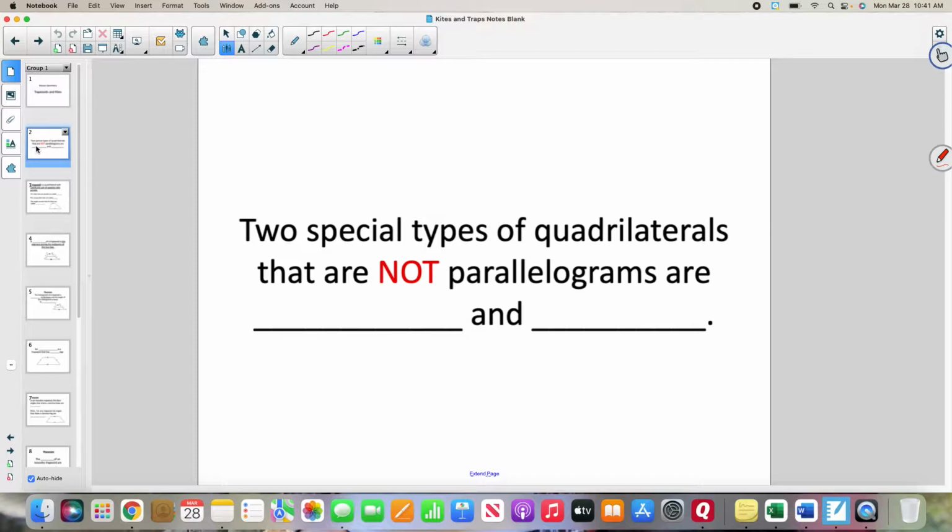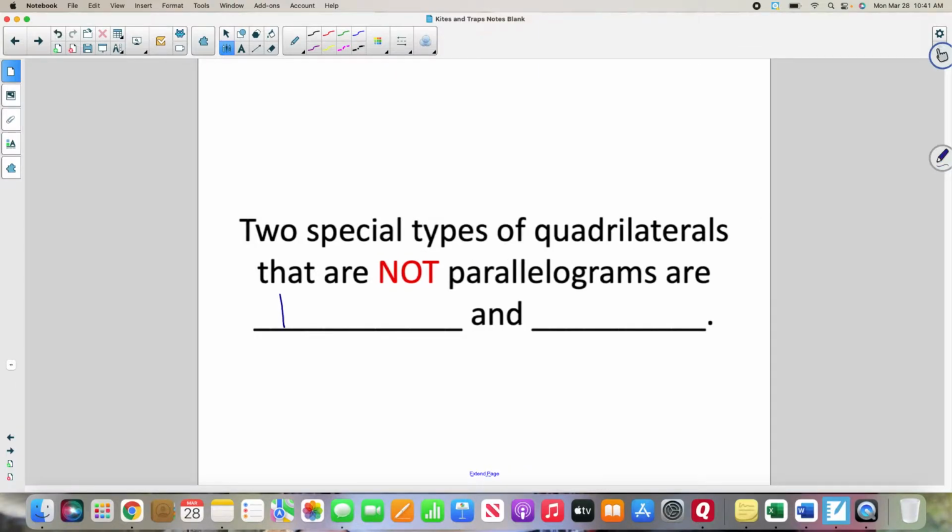Two special types of quadrilaterals that are not parallelograms are kites and trapezoids. The reason they're not parallelograms is because they don't have opposite sides parallel. Kites have no parallels. Trapezoids have one set of parallel sides. Okay?